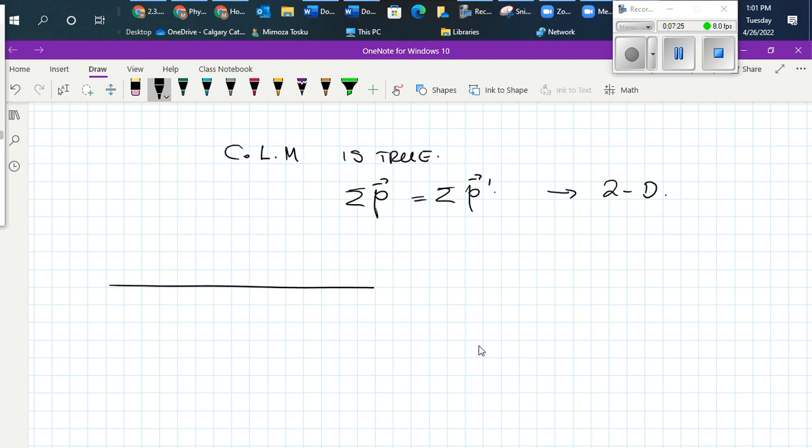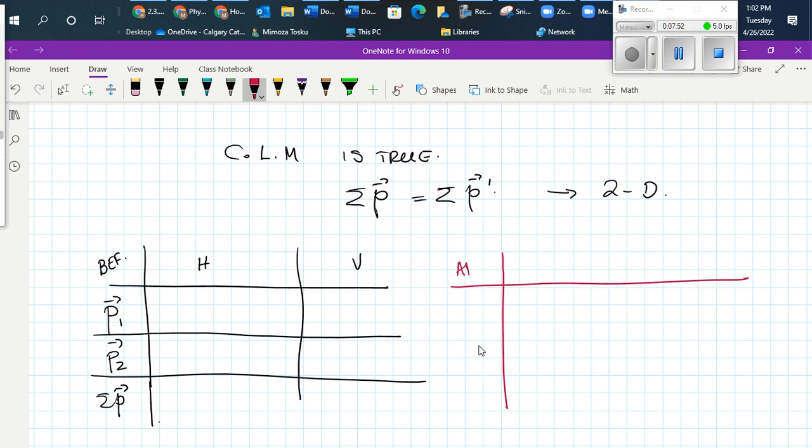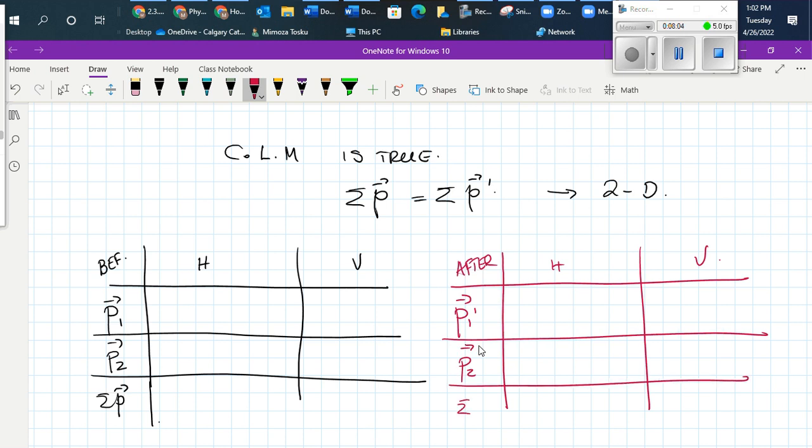So when we have the before situation, we have horizontal and vertical, and then here we have P1, P2, and the sum of momentum. And then I build side by side the after situation: horizontal and vertical, P1 prime, P2 prime, and the sum of momentum after the collision.